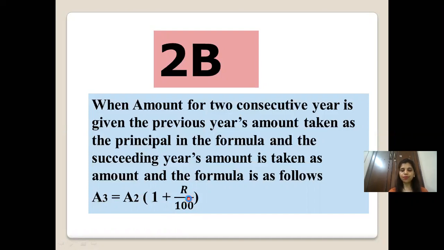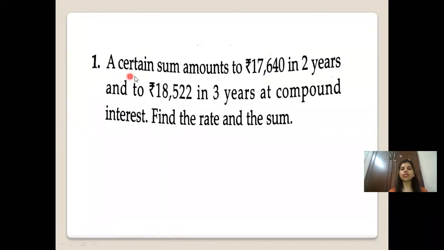So here the first question is, a certain sum amounts to rupees 17,640 in 2 years and 18,522 in 3 years at compound interest. Find the rate and the sum. Now you can see over here the amount for the second year and the amount for the third year is given. Means amount in 2 years and amount in 3 years. So A2 and A3 is given to you and you have to find rate and sum.